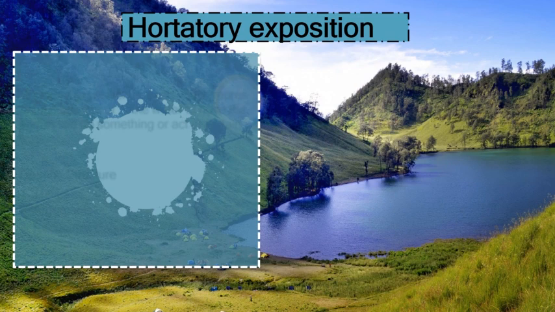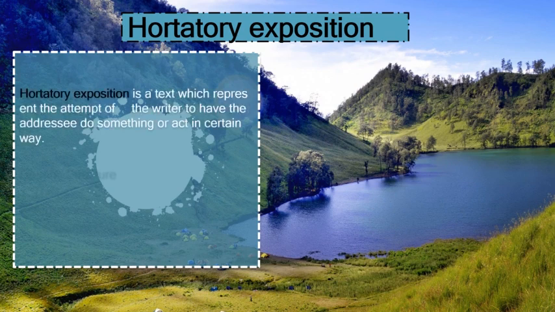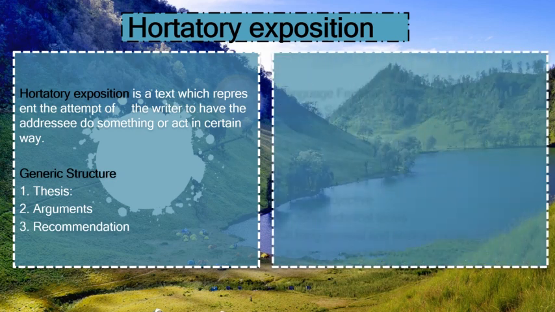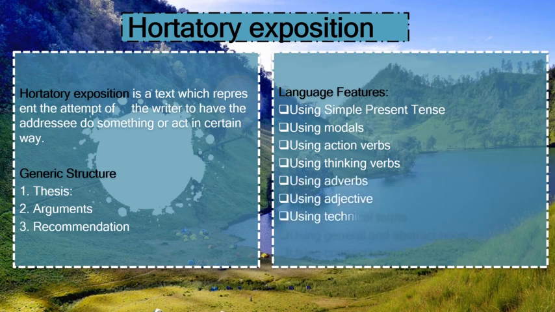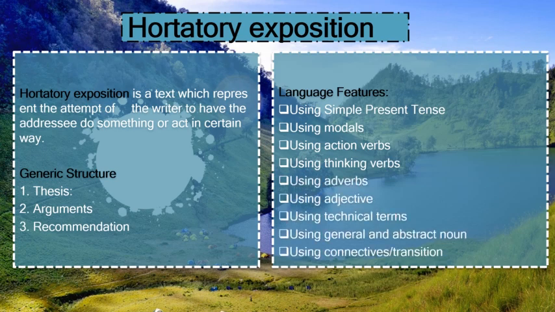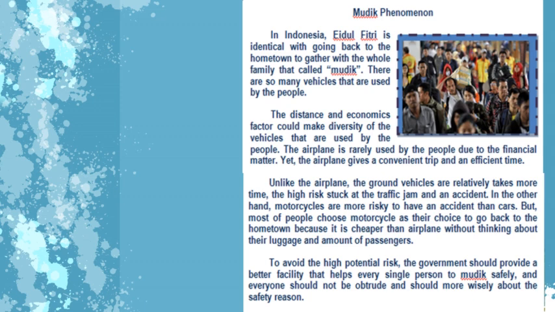Hortatory exposition is a text which represents the attempt of the writer to have the addressee do something or act in a certain way. There are three kinds of generic structure of this text. The first is thesis, the second is argument, and the last is recommendation. We can see the examples here.